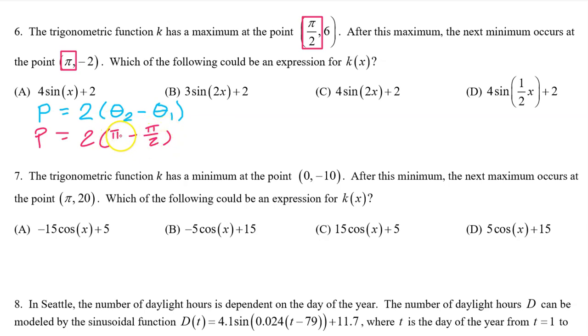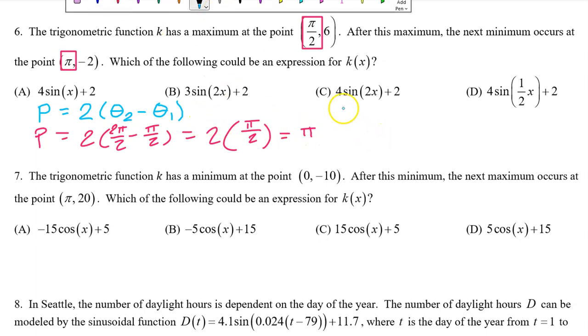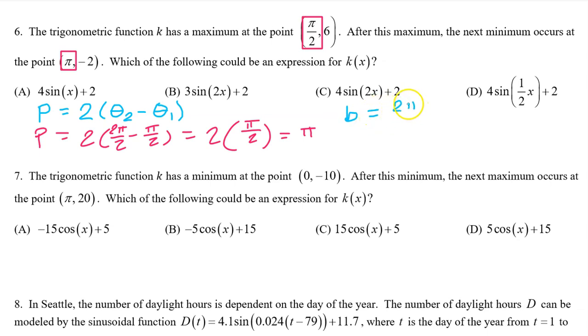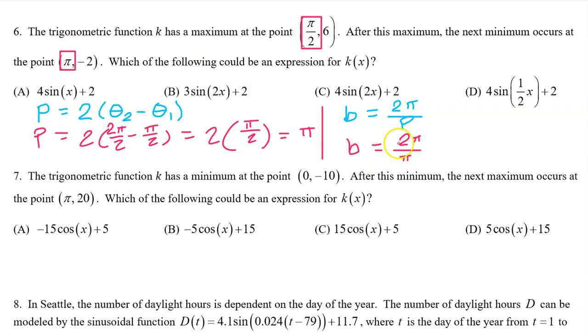We need like denominators, so I'm going to think of pi as 2 pi over 2. So we have 2 times 2 pi over 2 minus 1 pi over 2 is simply pi over 2. The 2's cancel out, and we get a period of pi. We can use this period to find the b value, because we know that b is equal to 2 pi divided by the period. So in this case, b is equal to 2 pi over pi. Now the pi's cancel out, leaving b equals 2.